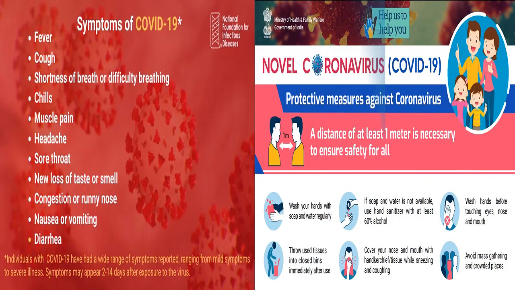Then, what precautions do you have to take to protect yourself from COVID-19? The very important thing, as you are already aware and following, is maintaining social distance. Then wash your hands with soap and water regularly. Whenever you go outside and whenever you come back, you have to use sanitizers. Use a sanitizer which contains at least 60% alcohol. Wash hands before touching the eyes, nose and mouth. Don't touch the eyes, nose or mouth after touching any other objects. Put tissues into closed bins immediately after use.